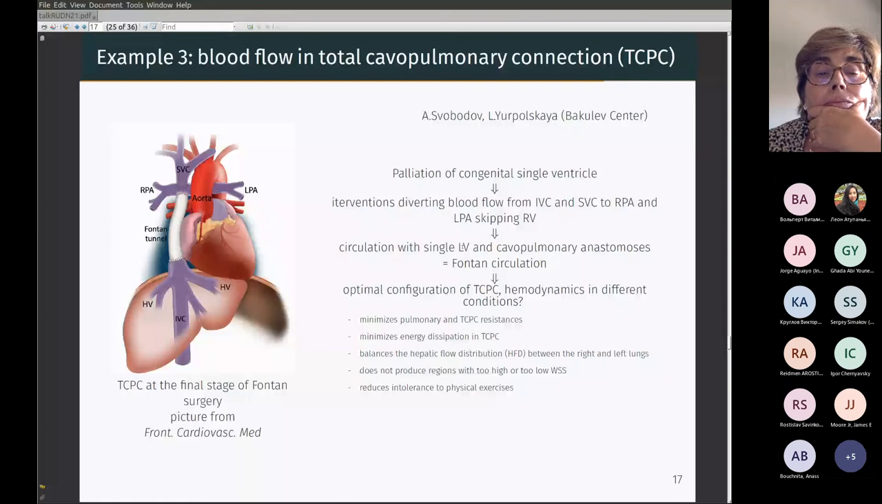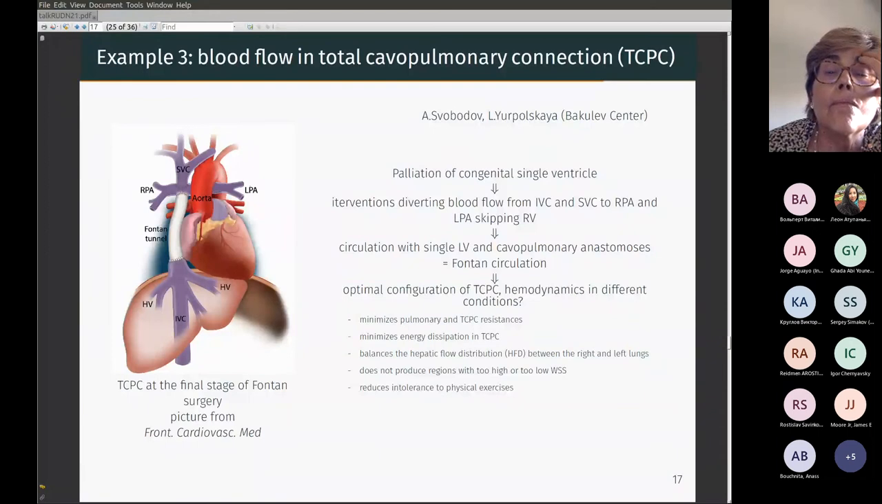They have these operations. There are patients with congenital single ventricle. The right ventricle works improperly because of some pathological defects. And palliation of this state is provided by several interventions, a multi-stage procedure within 10 years. These interventions divert blood flow from the inferior vena cava and superior vena cava to the right pulmonary artery and left pulmonary artery directly, skipping the right ventricle. So the right ventricle is eliminated from the pulmonary circulation.